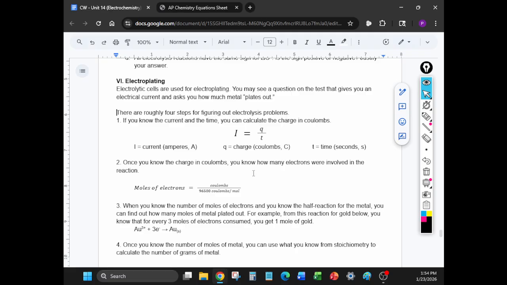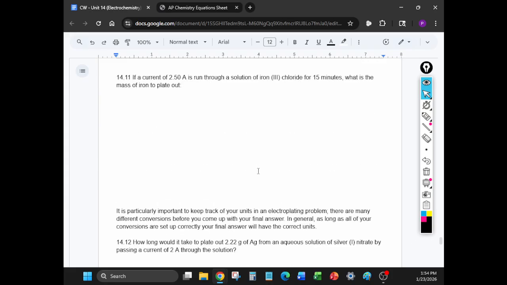All right, so the easiest way I think to do this is to solve a problem. Basically, what electroplating allows you to do is figure out how much metal you can plate out in an electrolytic cell, or how long it takes to plate out a certain amount of metal. So we're going to do a problem, and I think it's the best way to learn this.